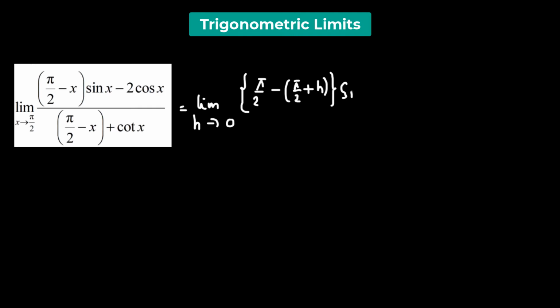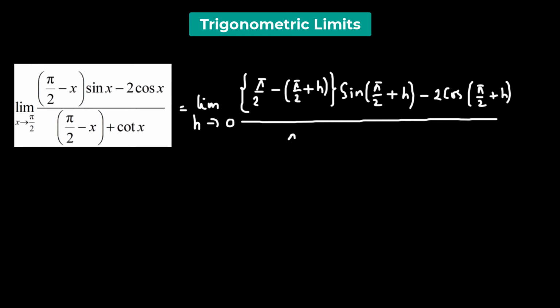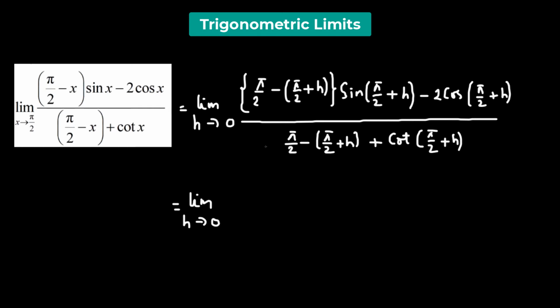So we have sine x will get replaced by pi over 2 plus h minus 2 times cosine of pi over 2 plus h, whole divided by pi over 2 minus (pi over 2 plus h) plus cot(pi over 2 plus h). So we have limit h approaching 0. We have pi over 2 and minus pi over 2, so it gets cancelled, leaving us with negative h.